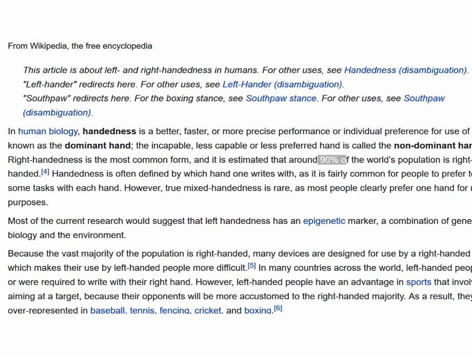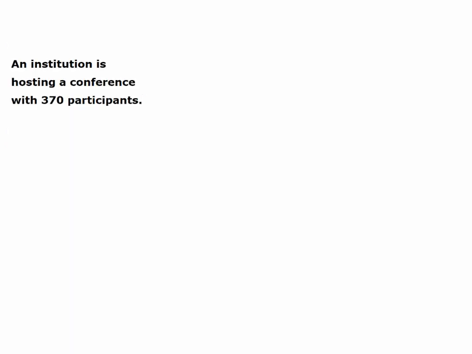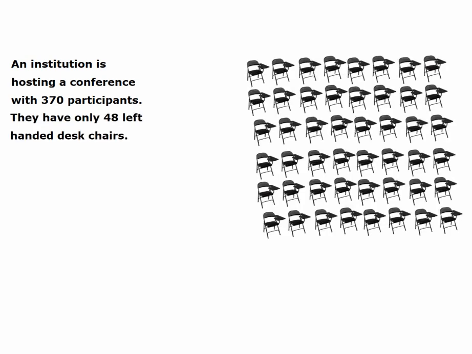According to Wikipedia, about 10% of the world population is left-handed. Now, an institution is hosting a conference with 370 participants, but they have only 48 left-handed desk chairs. So they are worried about what will happen if more than 48 of those 370 participants are left-handed.